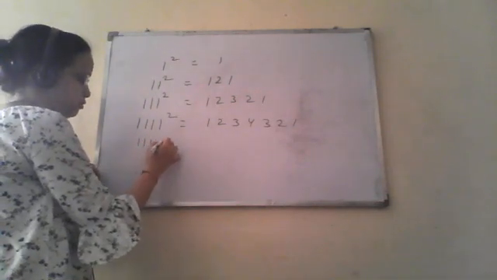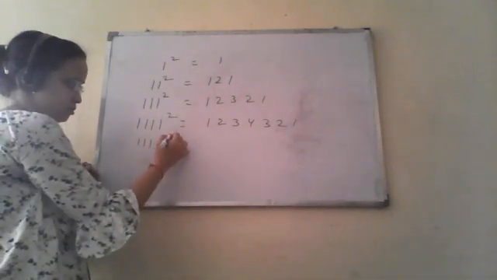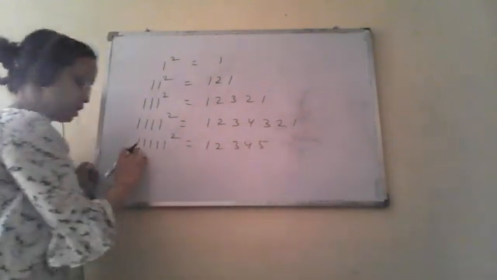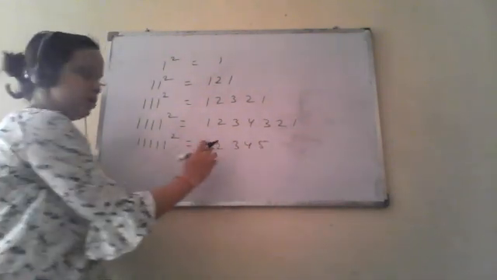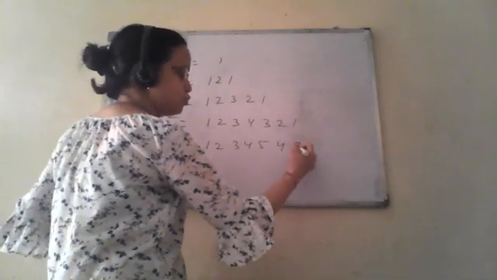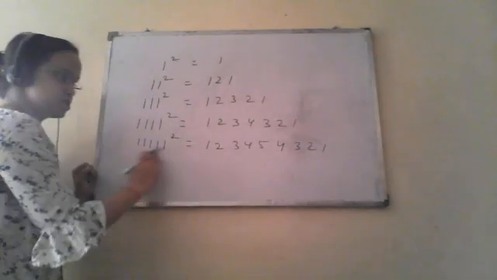Similarly 11111 square will be 1 2 3 4 5, because there are 5 ones. So we write 1 2 3 4 5, and again in reverse order, that is 4 3 2 1. So the square of this number will be this.